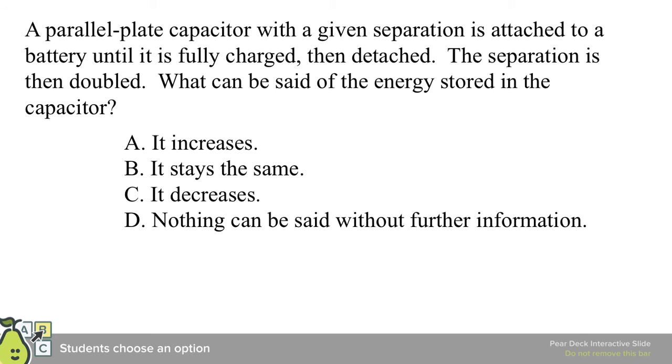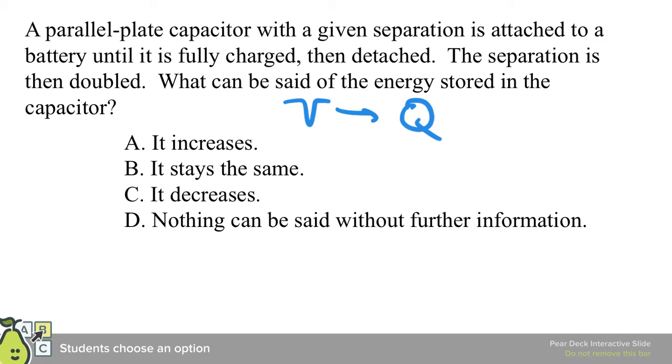A parallel plate capacitor with a given separation is attached to a battery until it's fully charged, and then detached. The separation is then doubled. What can be said of the energy stored in the capacitor? So our first thing is that by charging it to a given voltage, we have also charged it to a certain charge Q. When we detach the battery, it means there's no place for charge to come from or go to, so no matter what we do, the charge will have to stay constant, although the voltage can change.